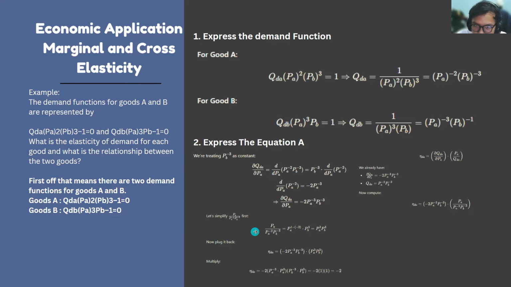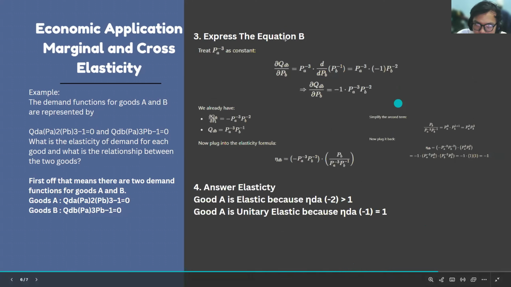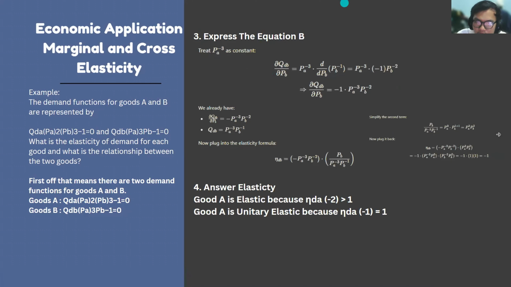Or there is a simpler way to get this, and that is to use PA as 1. Because both of the numbers are the same, we can now just remove them because they are the same number, and then we got minus 2. Same for equation B.